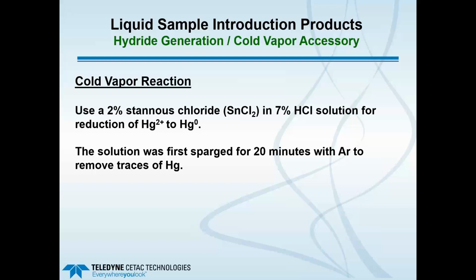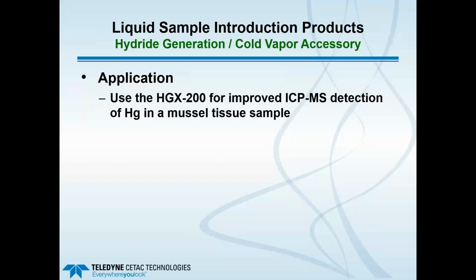One important note, this solution of stannous chloride and HCl was first sparged or cleaned for 20 minutes with argon to remove any traces of mercury from the reagents, either the stannous chloride or the HCl. This is in order to get the lowest blanks possible. So for our application, we're going to use the HGX-200 with cold vapor generation for improved ICP-MS detection of mercury in a muscle tissue sample. And again, this is also a marine type sample.